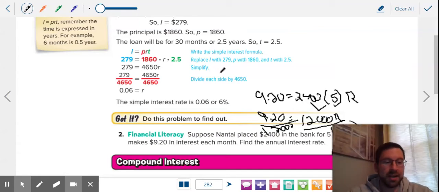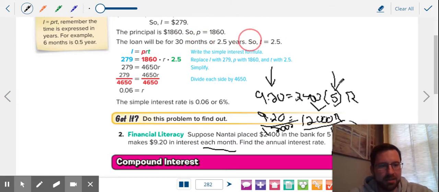All right. Good thing I had to sit here and wait for my video to upload because I caught why my interest rate was so low. It says $9.20 in interest per month. So, two things we can do. We can either multiply our interest to make it yearly, or we can divide our time to make it monthly. I'm going to divide the time to make it monthly.